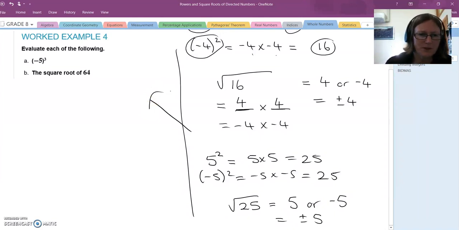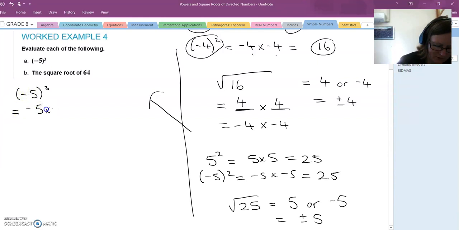So worked example 4 says evaluate each of the following. Let's look at the first one, negative 5 cubed. Let's write that in factor form. That means negative 5 times by negative 5 times by negative 5. Writing that as a basic numeral, well, we go 5 times 5 is 25. 25 times 5 gives us 125. Now let's look at the signs. A negative times by a negative, well, that gives us a positive. But then we need to times it by a negative, takes us back to a negative.